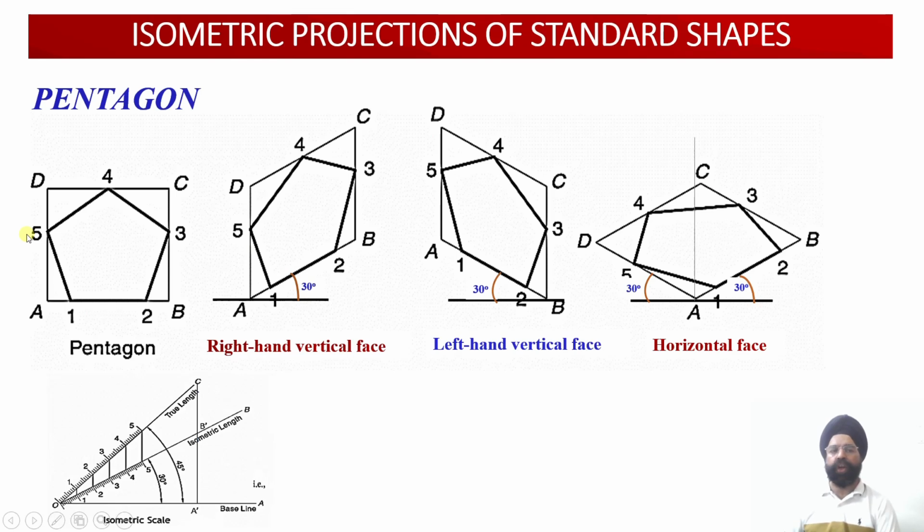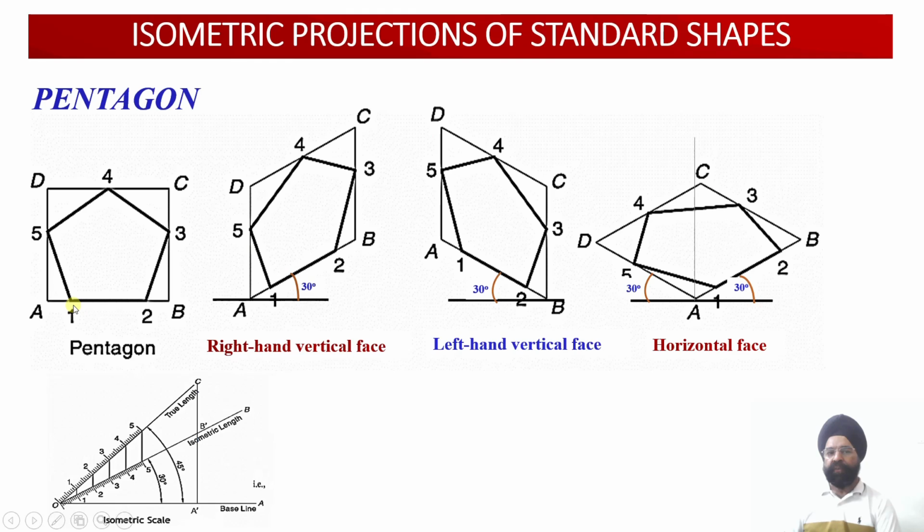Once we have drawn this pentagon in true shape without bothering about the isometric projections, the next step is this. We have already discussed that this angle is 72 degrees, the external angle in case of a pentagon, and even this angle is 72 degrees, even this angle is 72 degrees. But we have already discussed that the angles and the shapes are not preserved in the isometric projection. So we cannot transfer all these points by marking the angles in the isometric projection. So how can we do it?